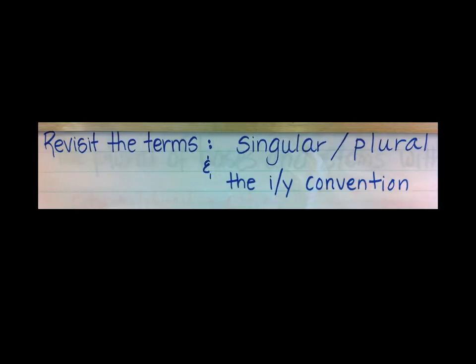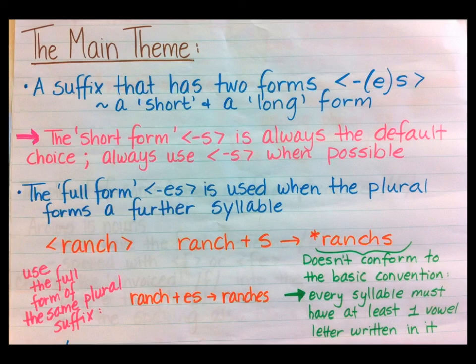Another important thing to do with your students before you begin is to, of course, revisit the terms singular, plural, and the I-Y convention. So to begin, we're working on the fact that a suffix can have two forms. In particular, this suffix, es, gives us the short and long form of a suffix, but they're both used to form something plural. The short form s is always the default choice. We always want to use s when it's possible. The full form es is used when the plural forms a further syllable.